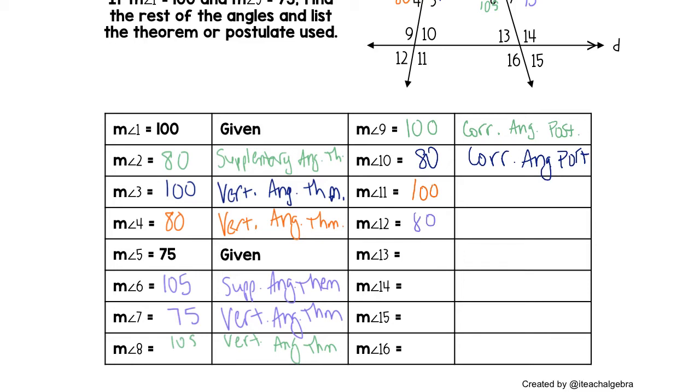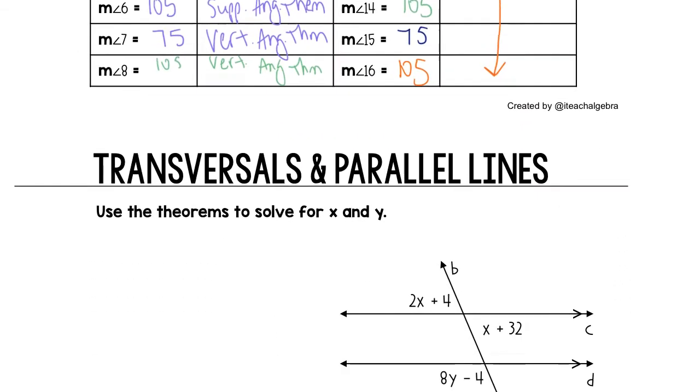Angle 13 is 75. 14 is 105. 15 is 75. And 16 is 105. All of those reasons are the corresponding angle postulate. Every one of the angles on the bottom parallel line are all corresponding to the one on the top. So if we can find the top angles, we can use the corresponding angle postulate to find the bottom angles. Okay? Turn your paper over.